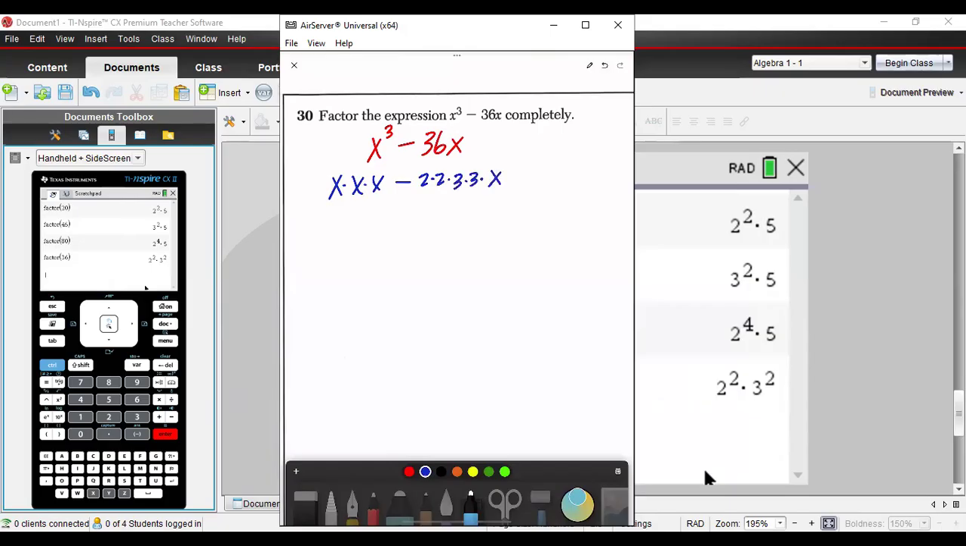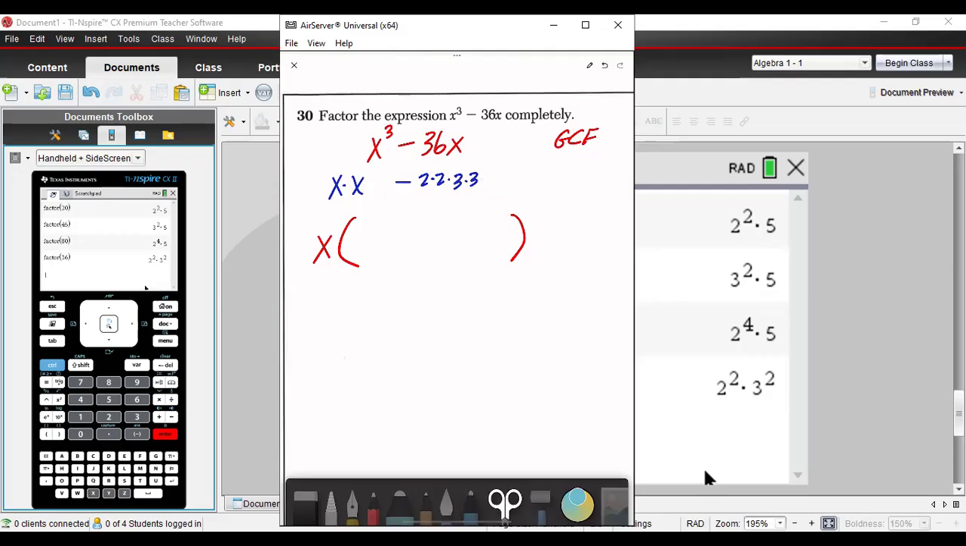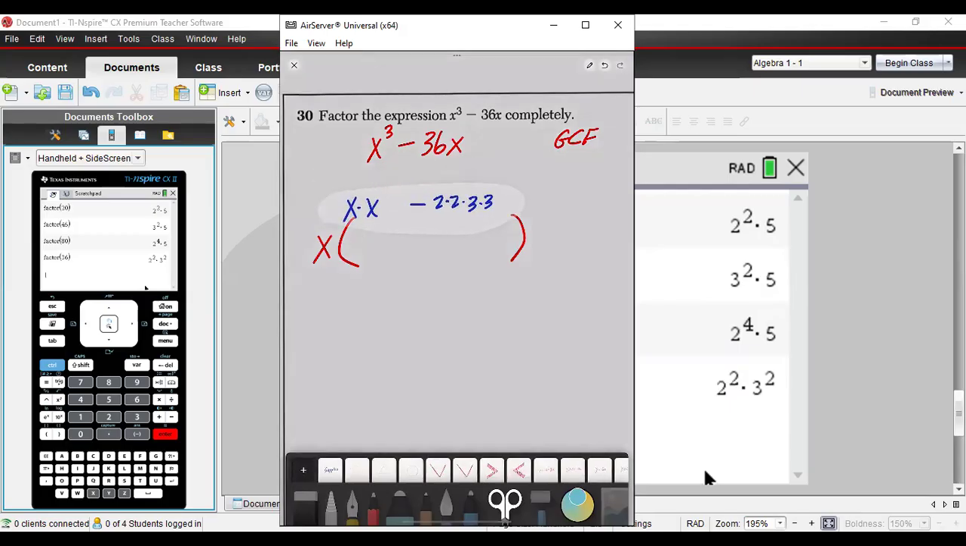Now, we're looking for the GCF. First, always look for GCFs. Well, there's an x here, there's an x here, so I can factor out an x. Now, I'm going to put parentheses. Let me get rid of these 2 x's. Now, everything that's left goes inside the parentheses right here.